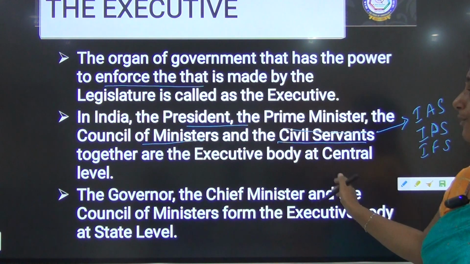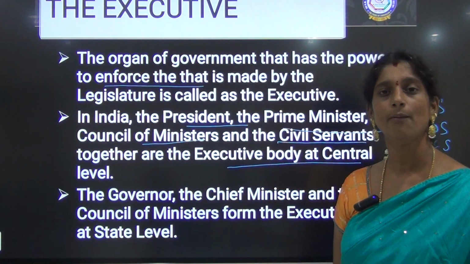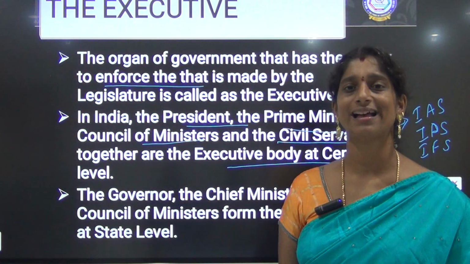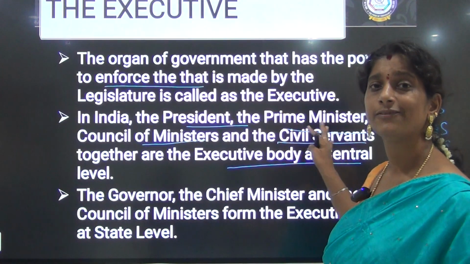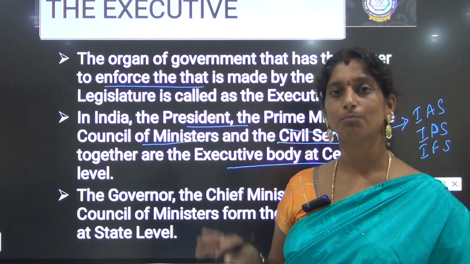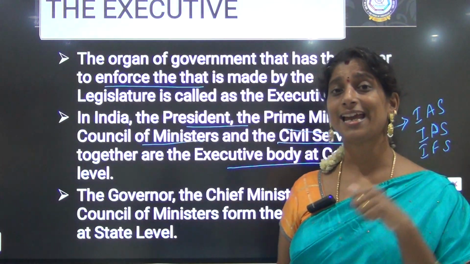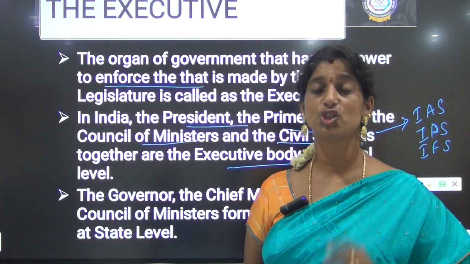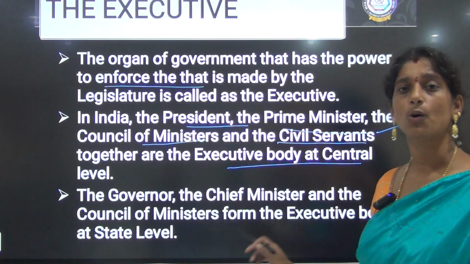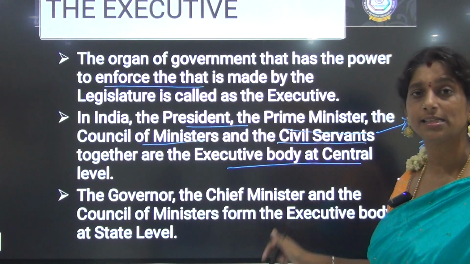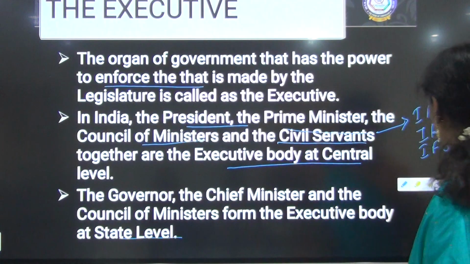So, these people are the executive body at central government. The same way the state government also has its executive body. Then who are there? The council of ministers and civil servants are going to be there also, but only the president and prime minister will change. Why? Because the state has its own governor and chief minister. So, the governor, chief minister, council of ministers and again the civil servants form the executive body at state level. Clear?